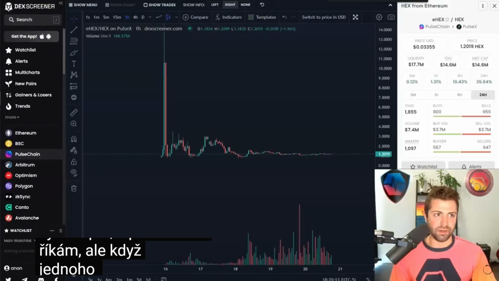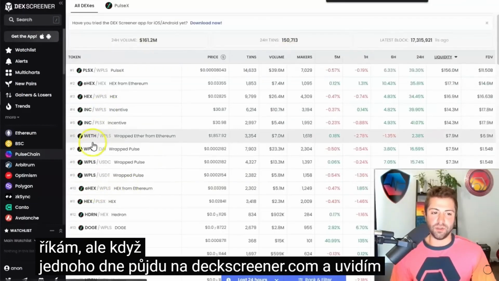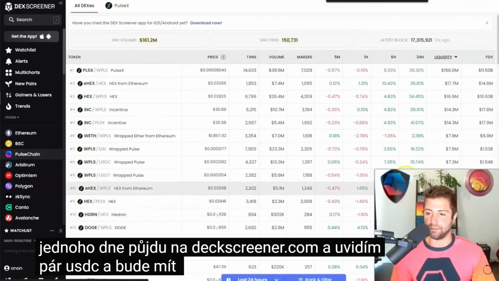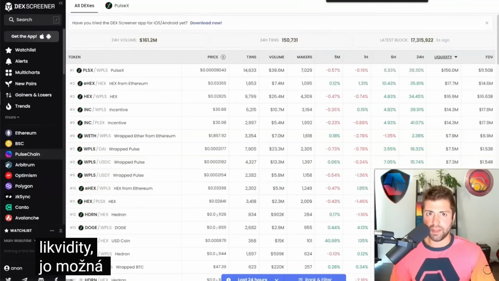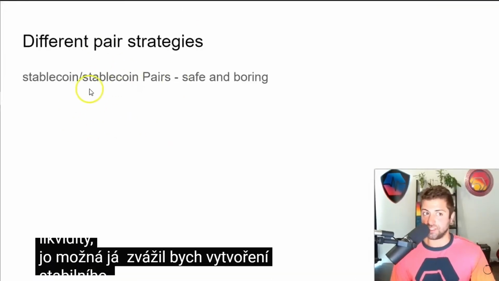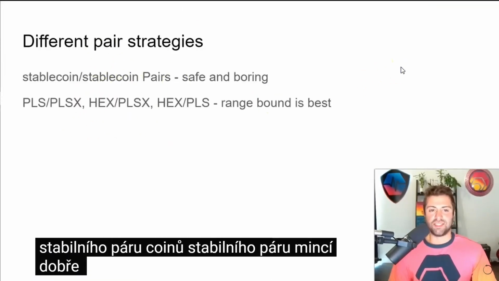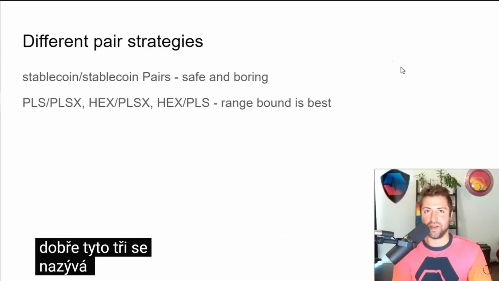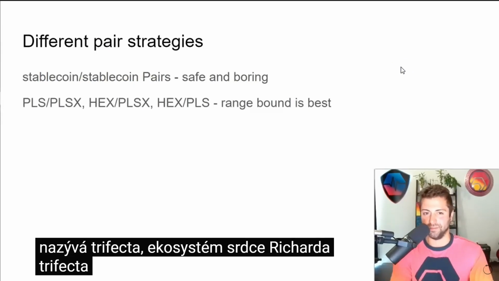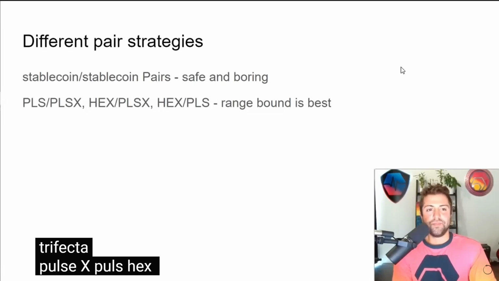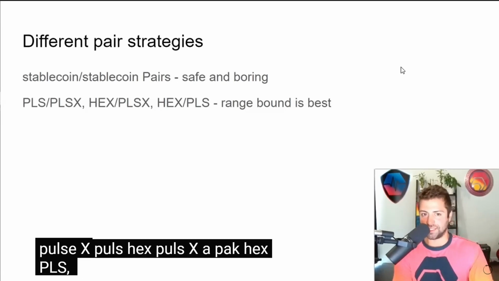But if I go to dexscreener.com one day and I see a USDC DAI pair and it's got a bunch of liquidity, yeah, maybe I would consider doing a stablecoin pair. What's next? Well, these 3, this is called the trifecta, the Richard Heart ecosystem trifecta. PulseX, Hex PulseX, and then Hex PLS, okay?